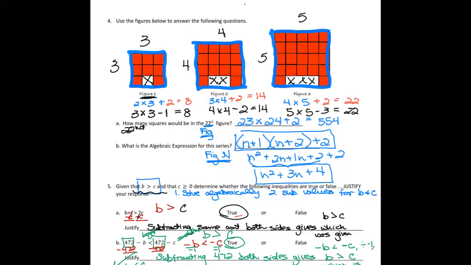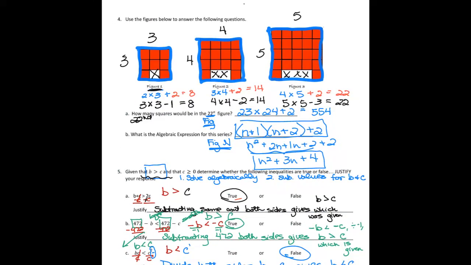So how does the figure number compare to the length of the side of the square? You're subtracting the figure number, but how do I get to the square amount? I have to add 2, right? So the 22nd figure would be 24 by 24 minus the figure number itself, which is 22, which hopefully is 554. I'm pretty sure it is.